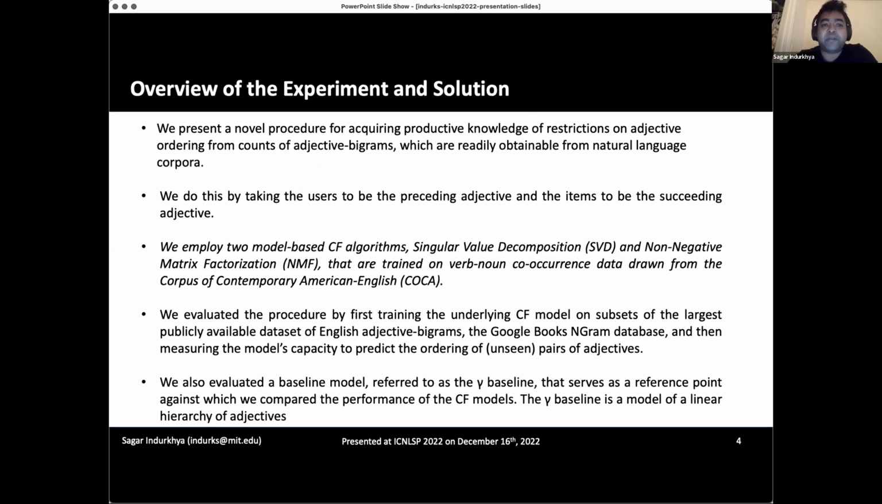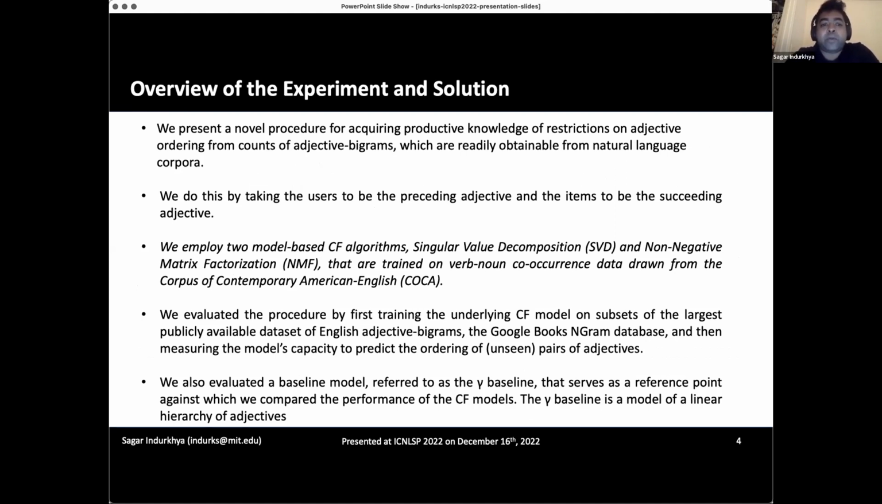Okay, so now for an overview of the experiment and the solution. I'm presenting a novel procedure for acquiring productive knowledge restrictions on adjective ordering from counts of adjective bigrams. And these are readily obtainable from natural language corpora. I just happen to use the pre-processed form from the Google Ngram database.